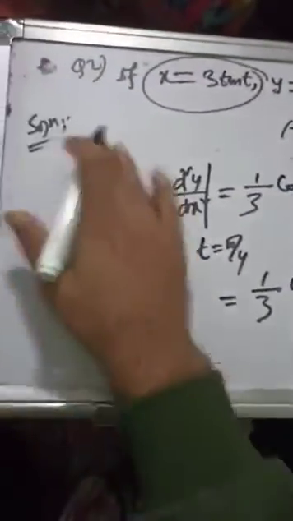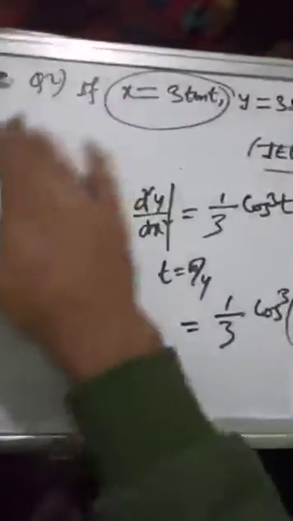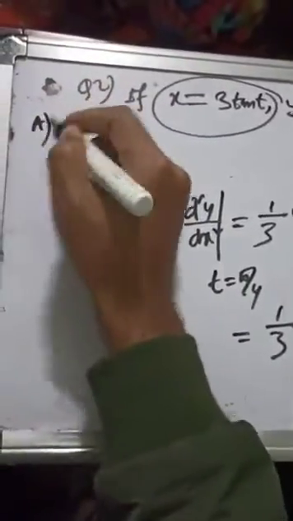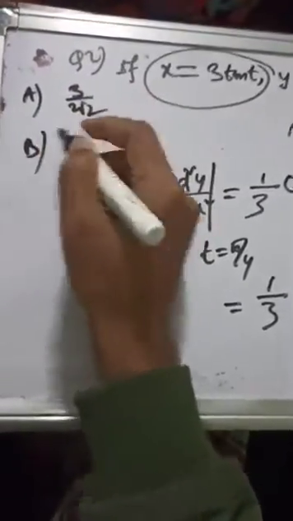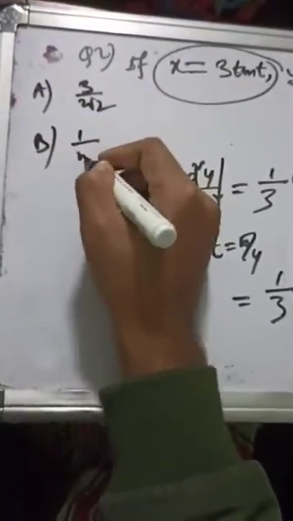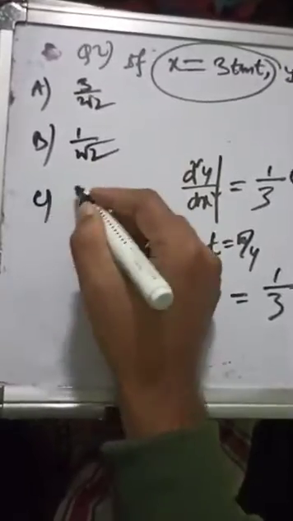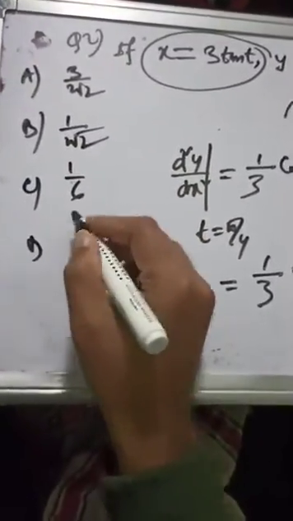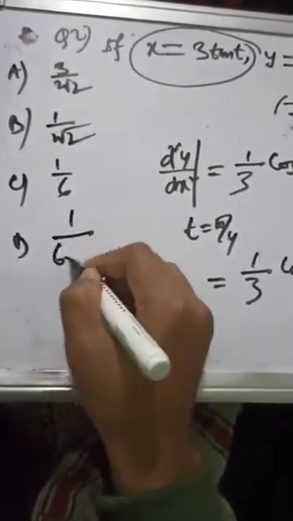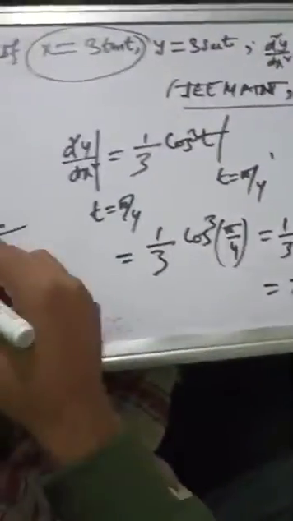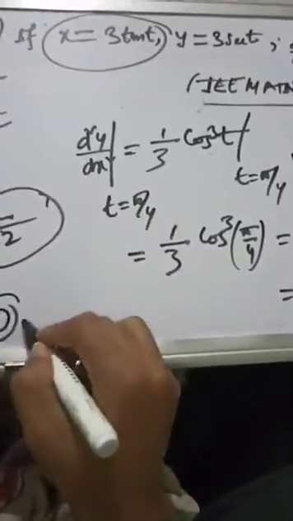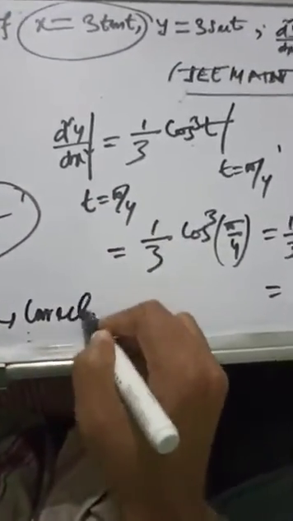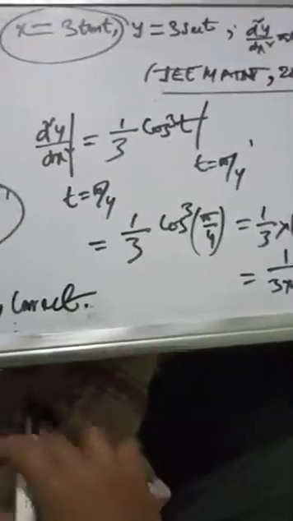In this question, option A was 3 upon 2 root 2, option B was 1 upon 2 root 2, option C was 1 upon 3 root 2, option D was 1 upon 6 root 2. So according to my solution, option D is correct, right? So option D is the correct answer.